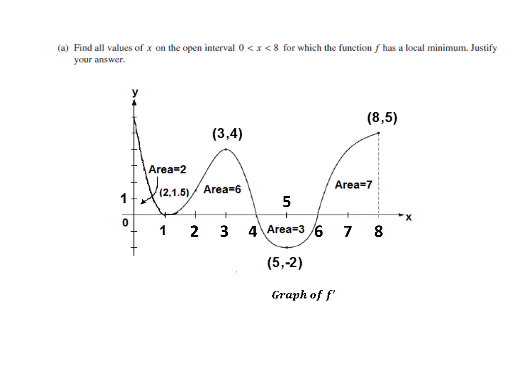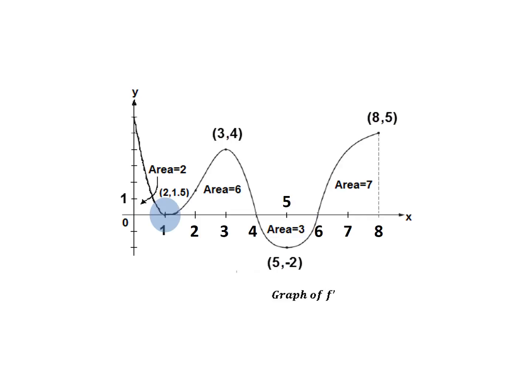In part A, we are asked to find a local minimum on the open interval from 0 to 8. In the open interval between 0 and 8, the critical points are x equals 1, 4, and 6, which represents f prime equal to 0.